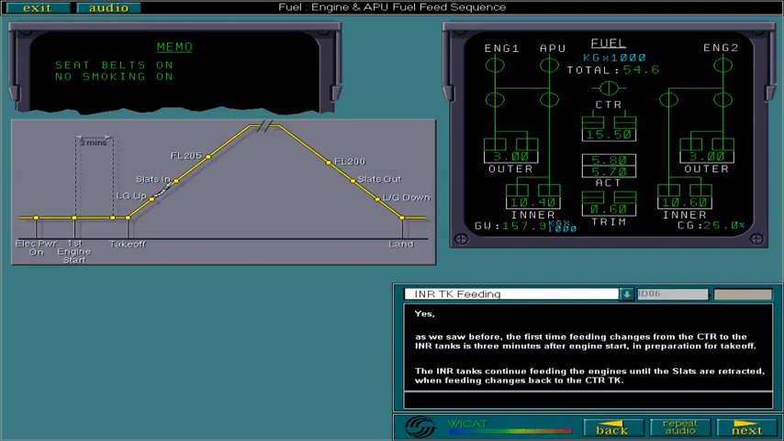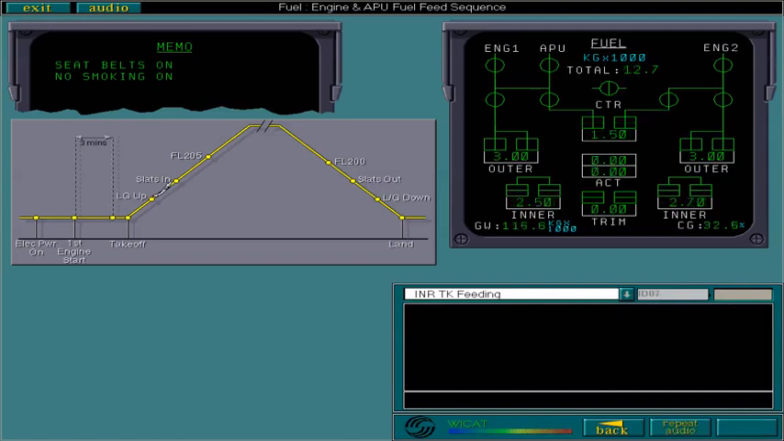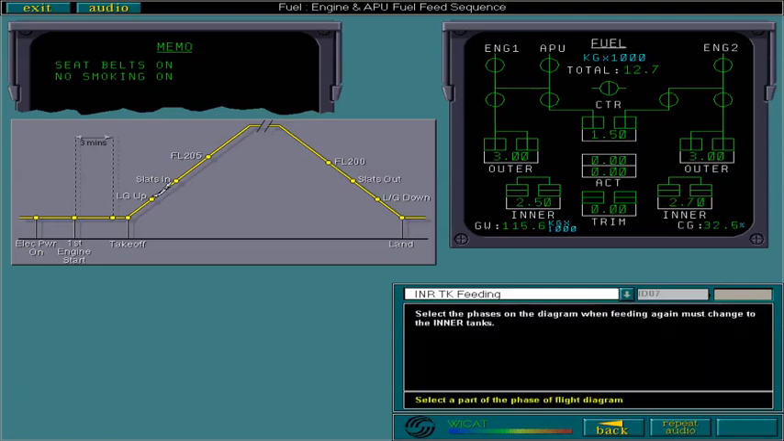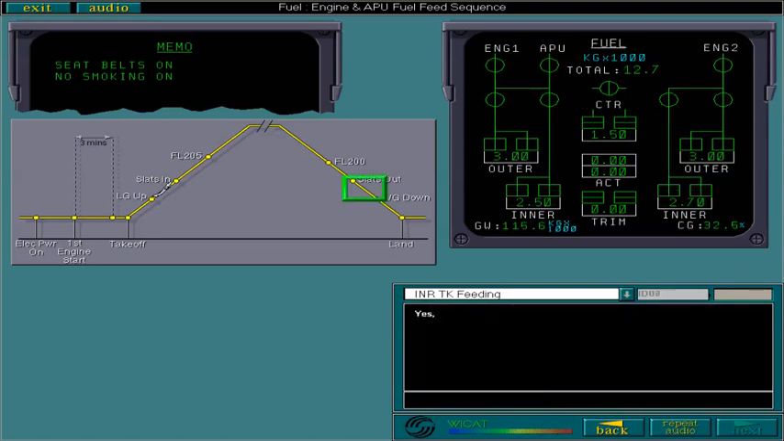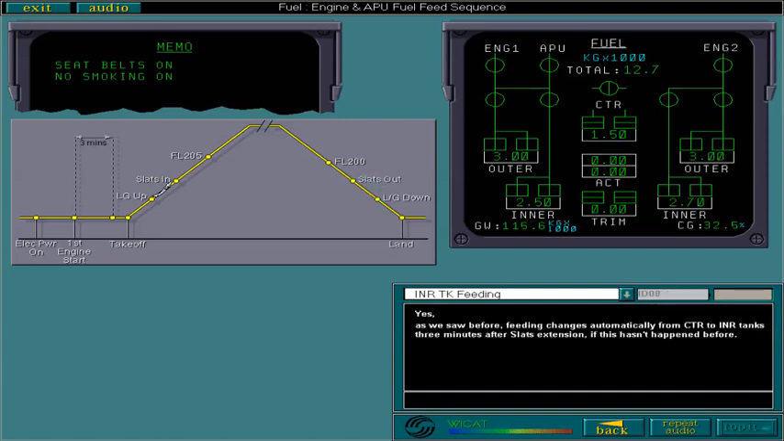Select the phases on the diagram when feeding again must change to the inner tanks. Yes, as we saw before, feeding changes automatically from the centre to the inner tanks 3 minutes after slats extension, if this hasn't happened before. Good fuel management will often mean that the centre tank is empty and the inner tanks are feeding a long time before the slats are extended.